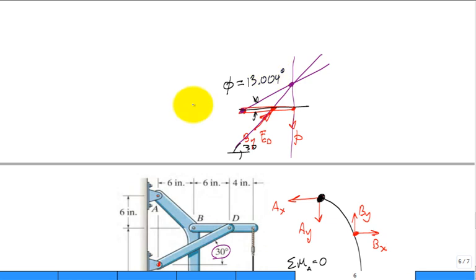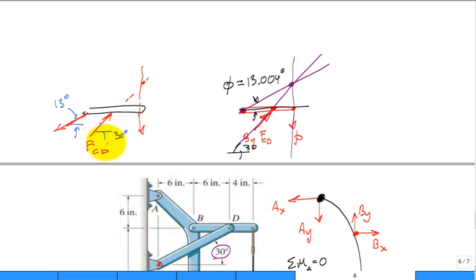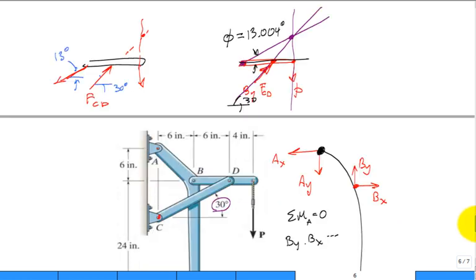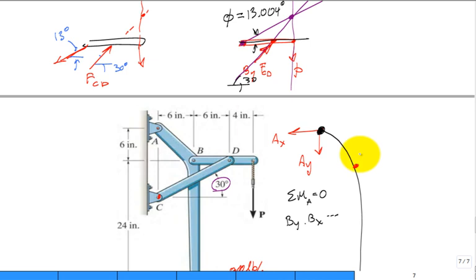Let me try and redraw that free body diagram. So I'll have P down, force C to D, and then I look at it. This other force has to go through the same point up here, line of action. And so this B is probably like this. And we have that angle 13 degrees. Just like this angle was 30 degrees. Okay. Well, that greatly helps because we come down here and we have only one B with the given 13 degrees.